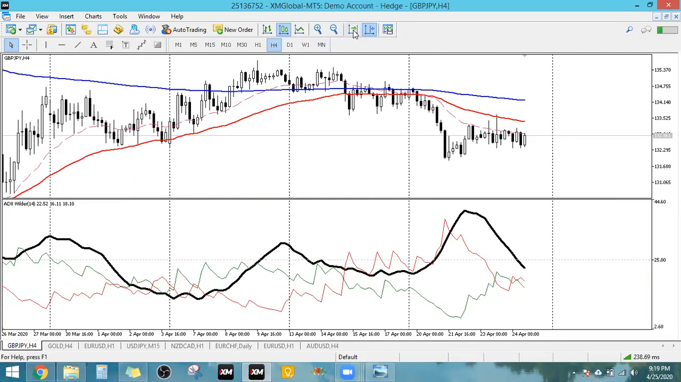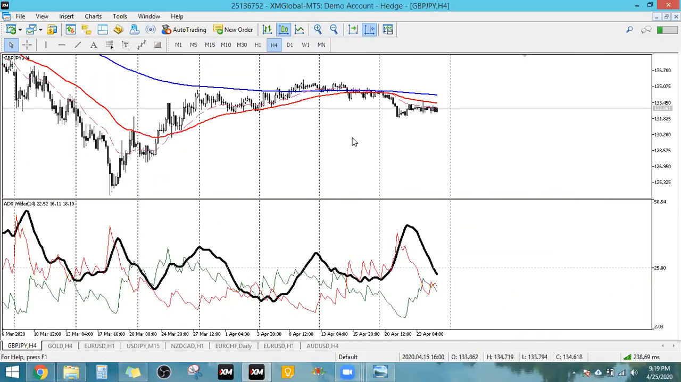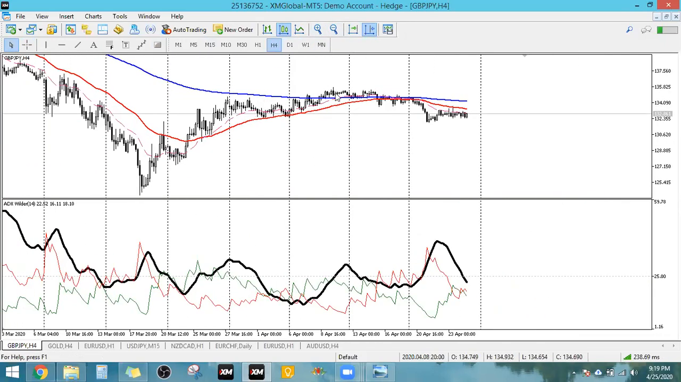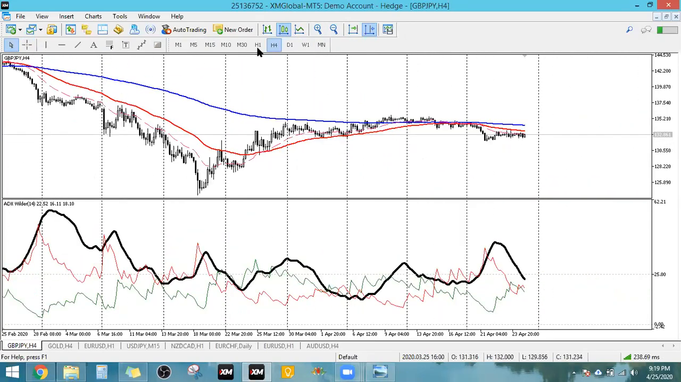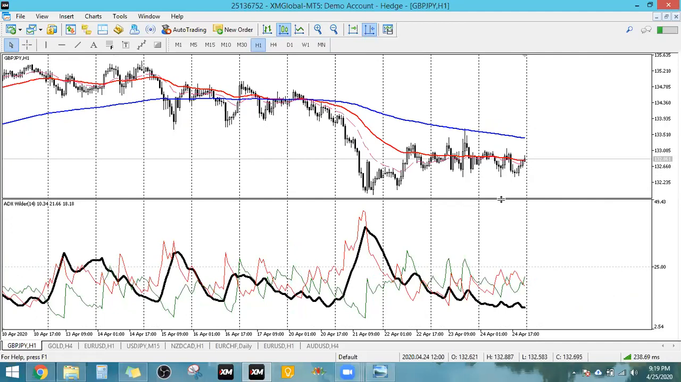Kung mapapansin nyo, yung movement nila are very similar with UJ. It's also pretty much ranging as of the moment. So wala masyadong signal for H4. For H1, tingnan natin 25, the line is below 25. Pagilid din. So nothing with the JPY pairs as of the moment. AUD USD and then oil. So let's try those last two.